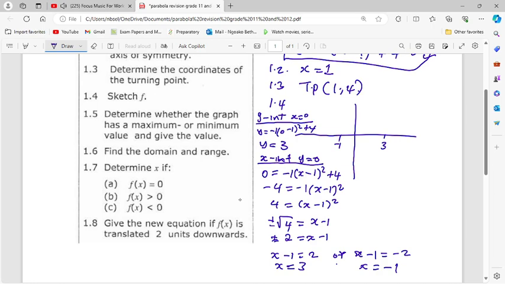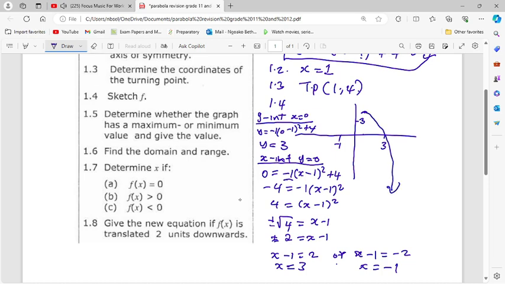Now from there, we'll have the y-intercept. Let's put it here to be 3. Now after that, we have the turning point. Our turning point is 1 and 4. So let's put it here, 1 and 4. Now from this turning point, our graph has a negative value of a, so it will concave down like this.